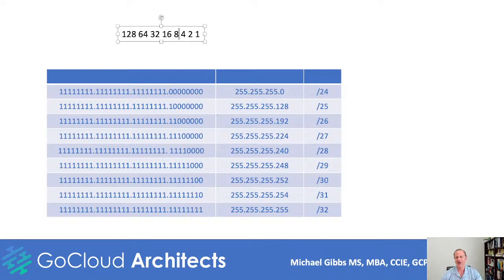Come on, you guys are doing great. 128 plus 64 plus 32. Nice. Good jobs.